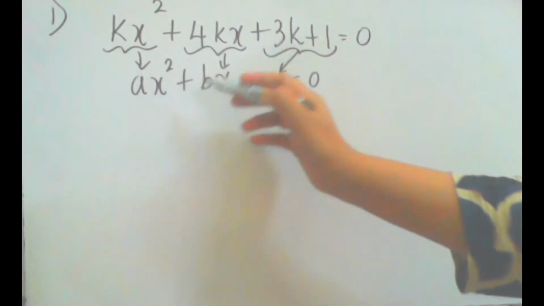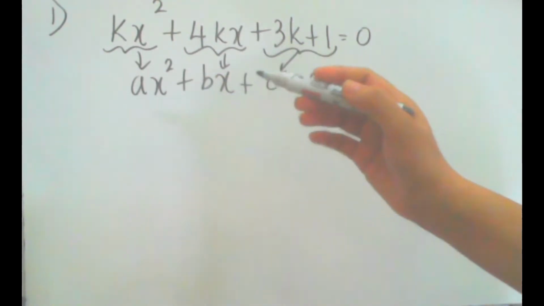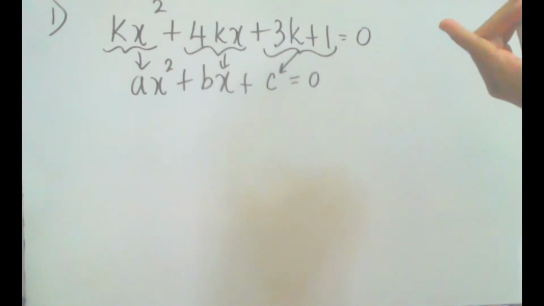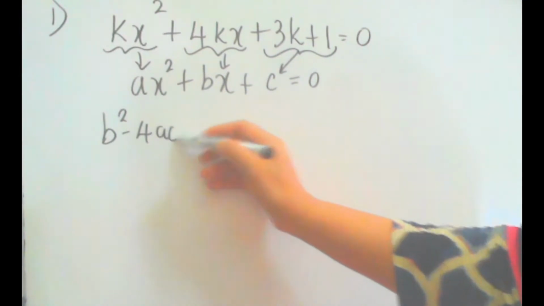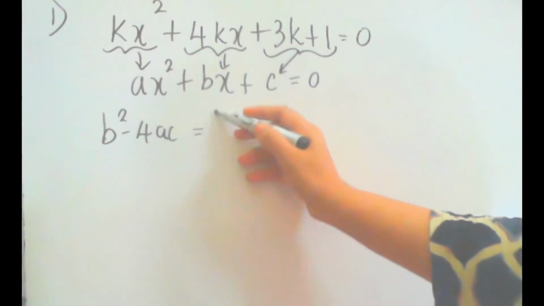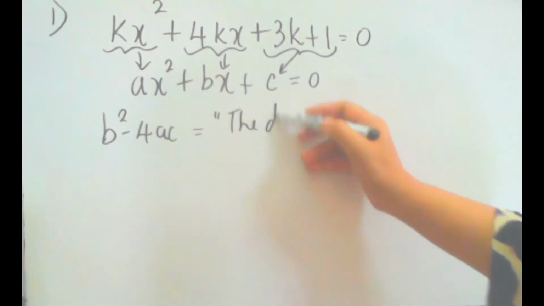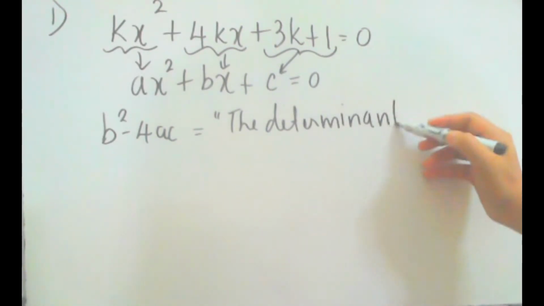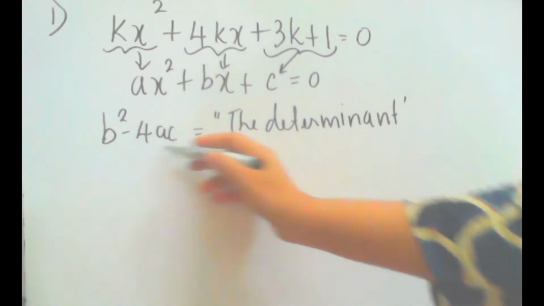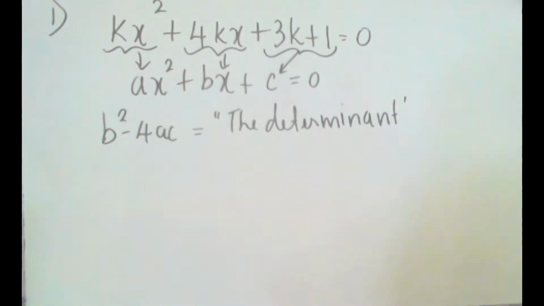Now, a quadratic equation can have three types of roots: two different and real roots, the same real roots, and the third case, imaginary roots. So who will decide that? It is b² − 4ac. This expression decides what kind of roots a quadratic equation has. So b² − 4ac is called the discriminant because it determines the nature of the roots.